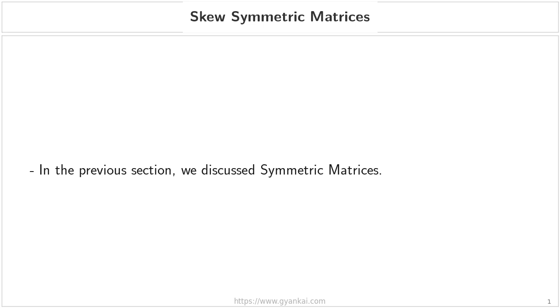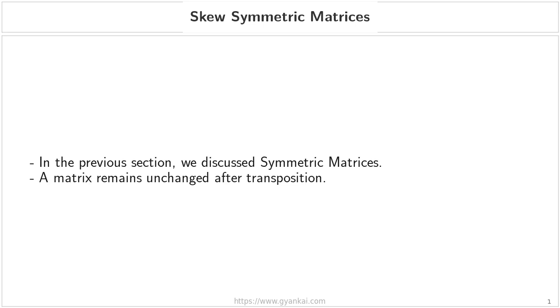To begin today's lesson, let's first look back at what we covered in our previous section, where we discussed symmetric matrices. As you recall, the defining characteristic of a symmetric matrix is that it remains completely unchanged after transposition, meaning that if you swap its rows with its columns, the matrix stays exactly the same.